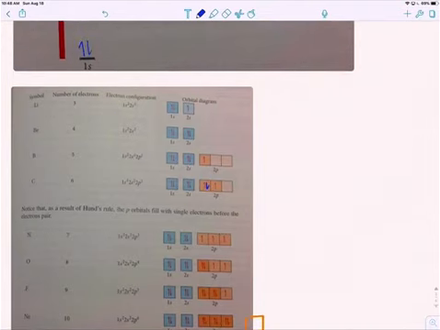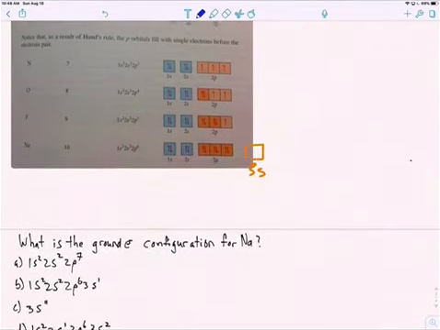You could have this situation, where the electron goes in that. That would be an excited state, though. It can happen, but that's an excited electronic state.